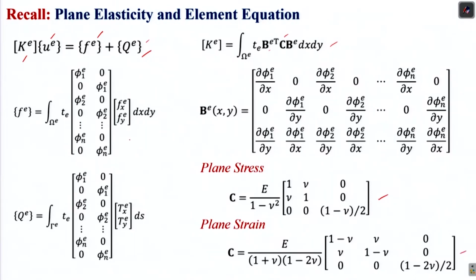Body force term can be obtained by this, where Fx and Fy are the components of body force in x and y direction. To compute the traction term, we need to do a boundary integral, and this integration needs to be performed only on the boundary of the element which coincides with the traction boundary.